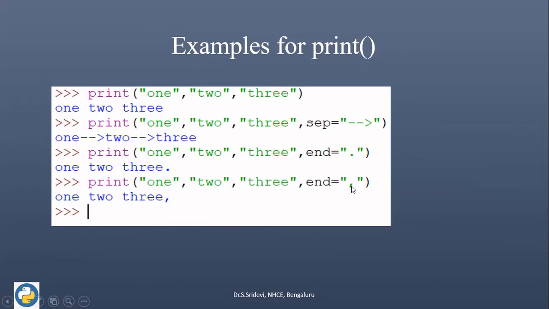Similarly, if I set a comma for the end, after printing all the three objects, a comma will be displayed at the end. So by using the print function, we can either go for the default behavior or otherwise we can override them according to our choice.